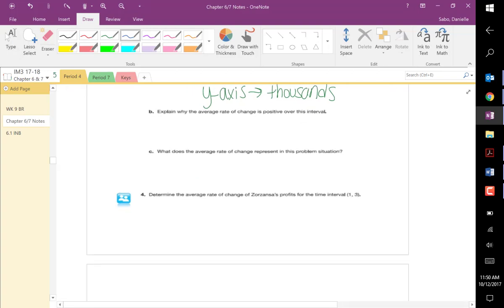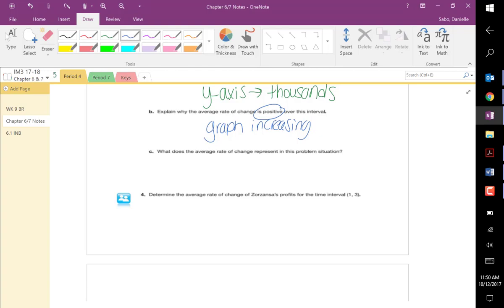Because the graph is increasing. Oh, I think I asked you the reverse question. I asked you, we're increasing, so what's the number? Wow, my brain. Okay, now, what does the average rate of change represent in this problem situation?